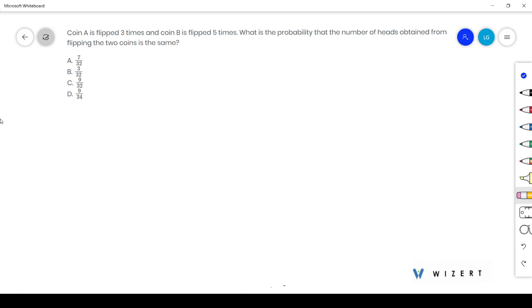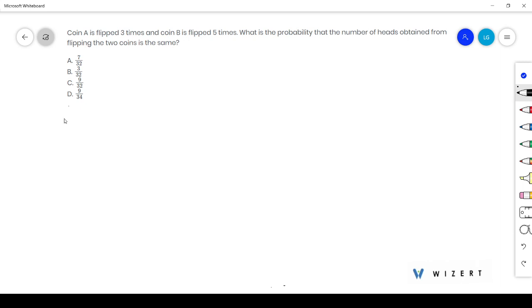Our question is, coin A is flipped 3 times and coin B is flipped 5 times. What is the probability that the number of heads obtained from flipping the 2 coins is the same? Okay.